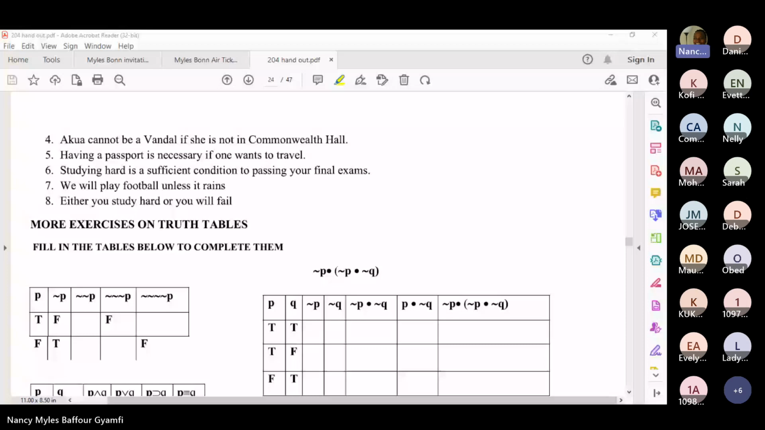Nobody can symbolize neither nor. Deborah, are you there? Yes, go ahead, madam. You can do it: conjunction, negation.